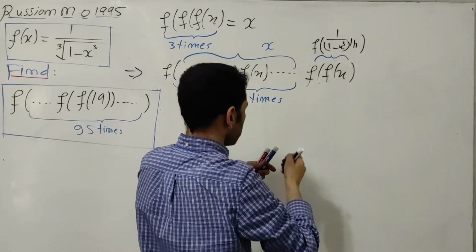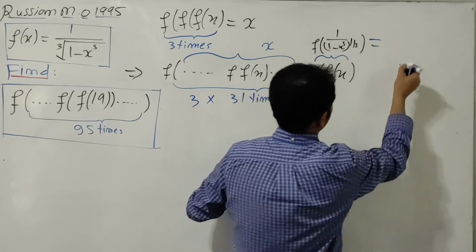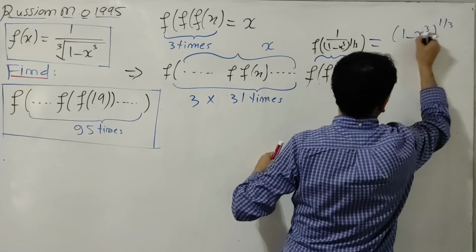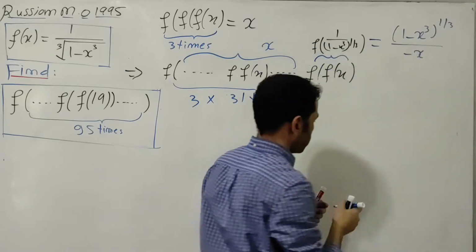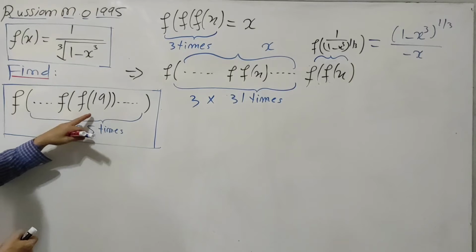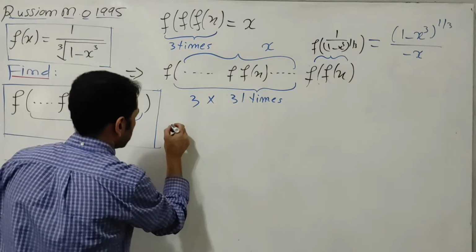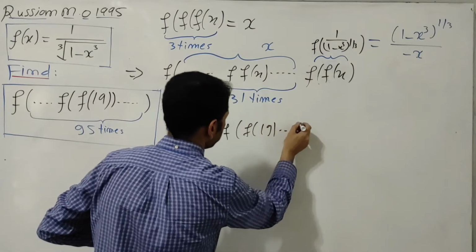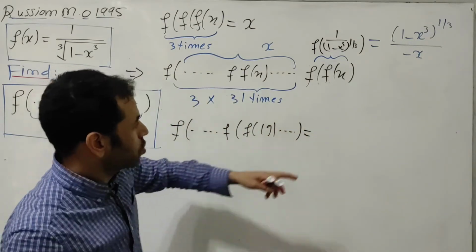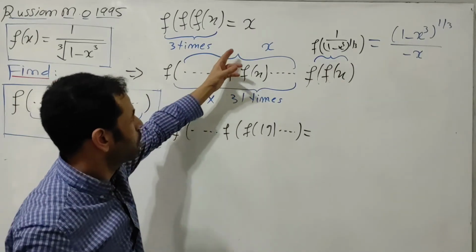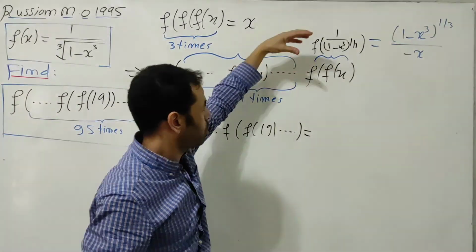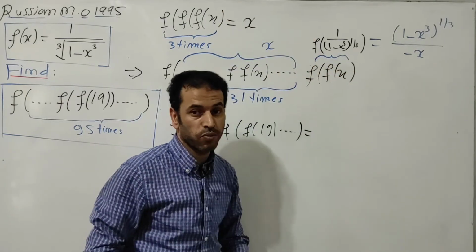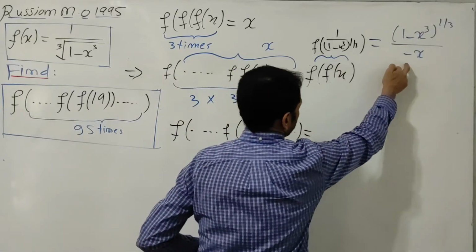This one we found before; it was 1 minus x cubed to the 1 over 3, divided by minus x. Now I'm going to calculate f of 19 and I will roll down. So f of 19 equals this one. What happened here is, when you get to the identity function, you take the whole function and replace it into x, and so on until you get the last expression. So the last expression is this one.